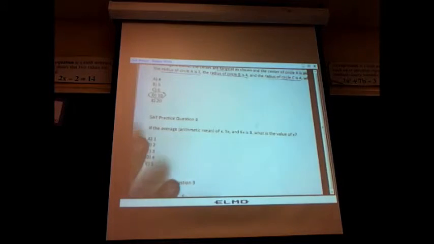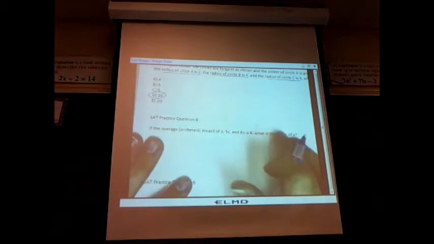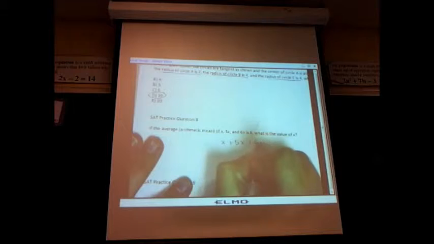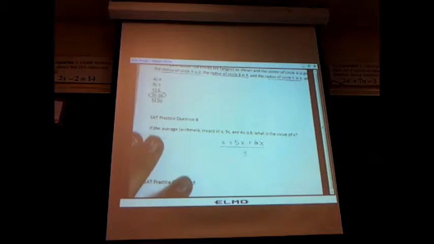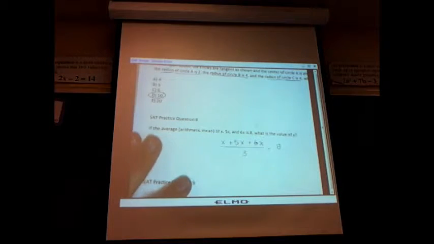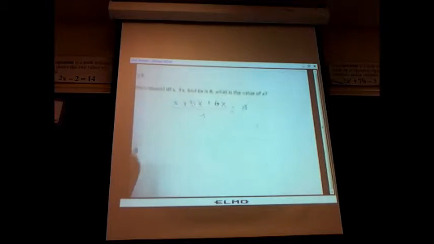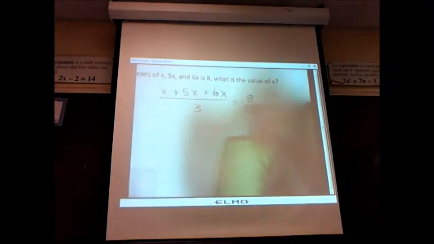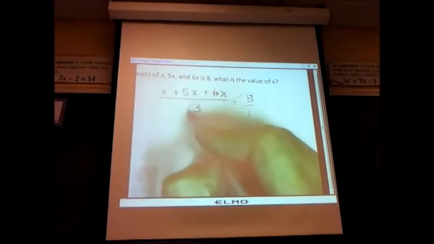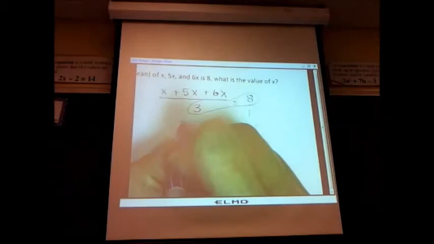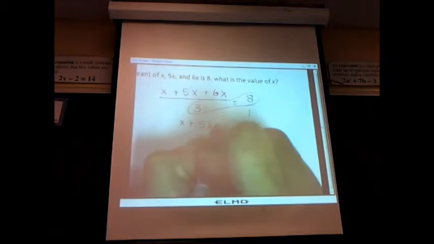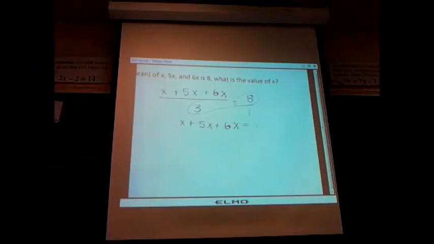So for me, I know that the average means you add them all up and divide by however many you have. So I'm going to add up x, 5x, and 6x. I have 3 numbers, so all of those added divided by 3 is going to give me an average of 8. To solve this, it's almost like cross multiplying. I do 3 times 8 first. So x plus 5x plus 6x gives me 3 times 8.